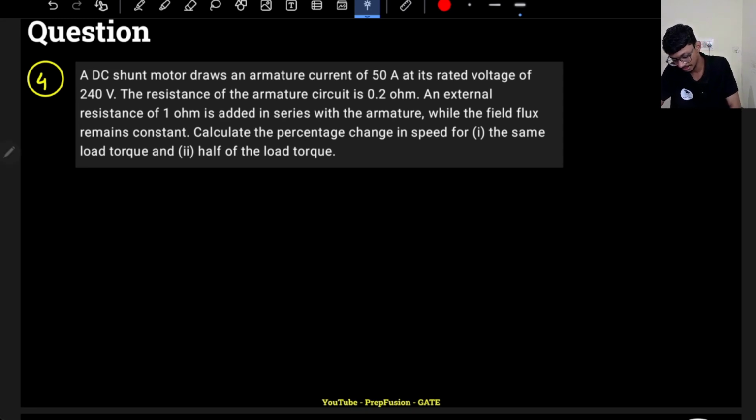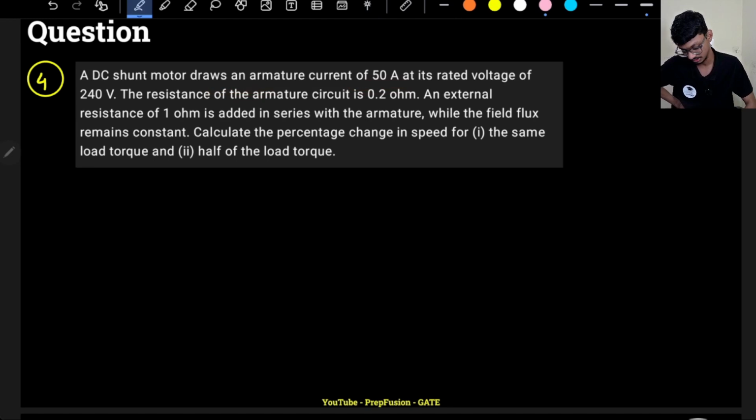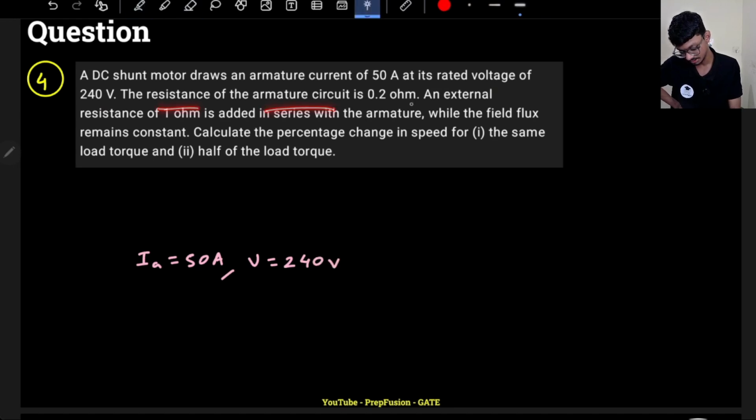A DC shunt motor draws an armature current of 50 amperes. Keep on writing things down, so if you are not comfortable drawing the circuit, keep writing down the values. It draws this current at its rated voltage. It is a motor, so this voltage is basically the terminal voltage. So V equals 240 volts. The resistance of the armature circuit is 0.2 ohms. So the armature resistance is 0.2 ohms.